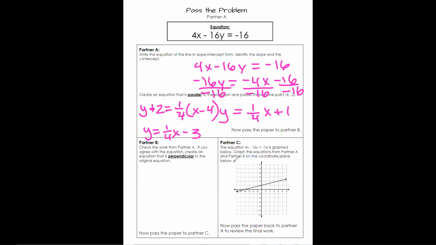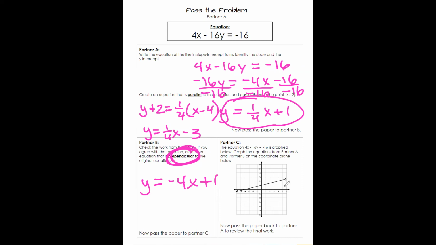Okay, I did that quickly, so I don't know. All right, now perpendicular. I had a lot of questions on this. If I flip this fraction and make it the opposite sign, then it's going to be y, and it said for the original equation. Okay, original equation was this guy. So it would be y equals negative 4x plus 1. Cool. Any questions on that? Okay.